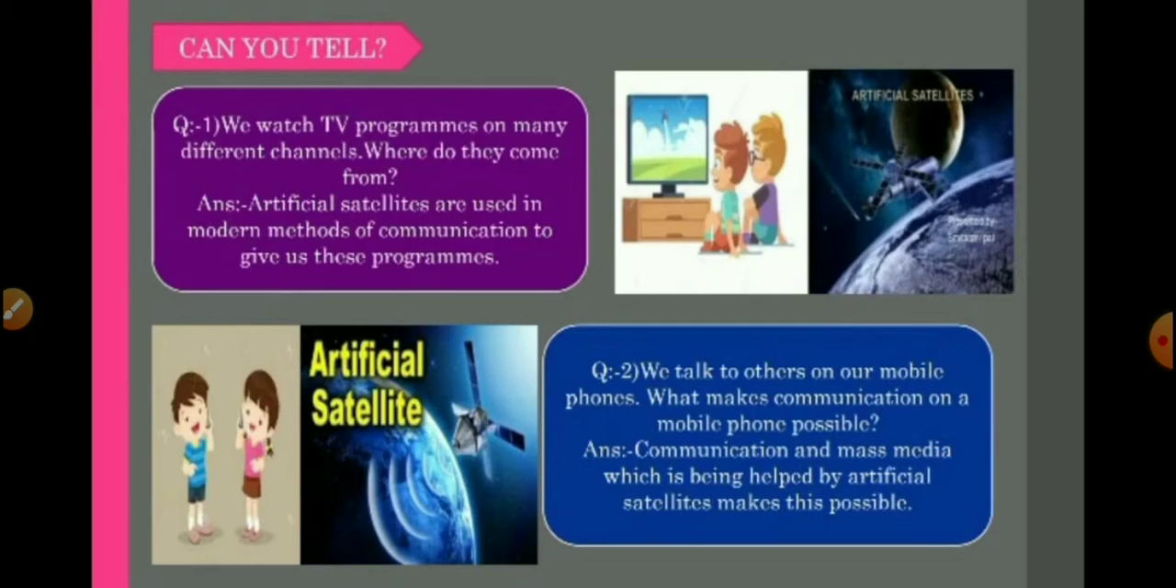Question number 2. We talk to others on our mobile phones. What makes communication on a mobile phone possible? Answer: communication and mass media, which is being helped by artificial satellites, make this possible.